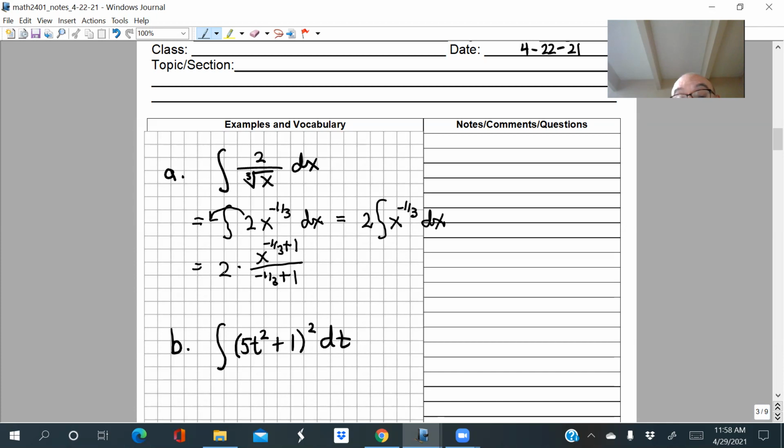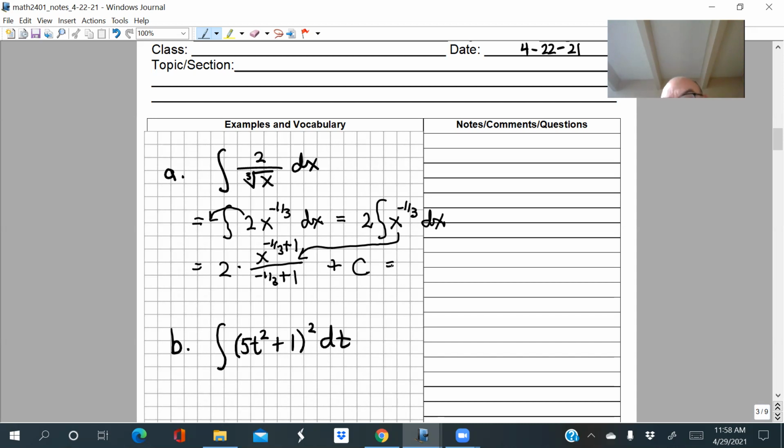And see, the 2 is just hanging around here, right? Because the 2 is outside of the antiderivative. So the antiderivative really is this fraction. And then since we had this antiderivative multiplied by 2, we have to multiply our answer here also by 2. And then don't forget, as always, add on that arbitrary constant at the end.